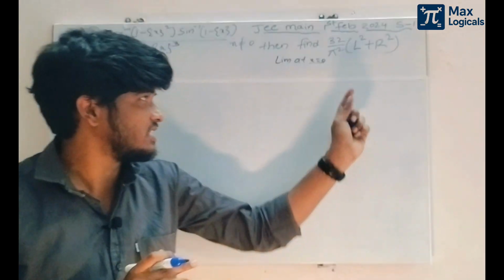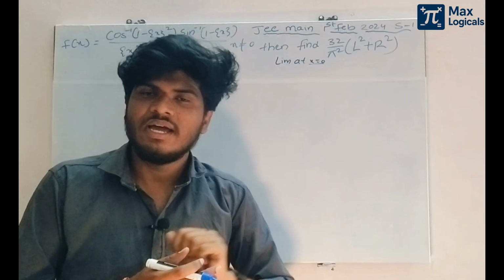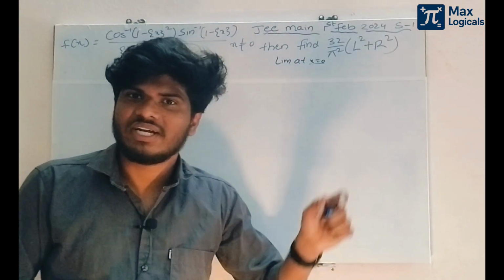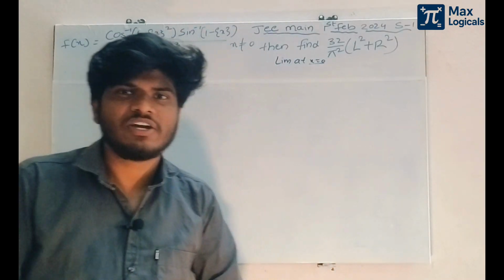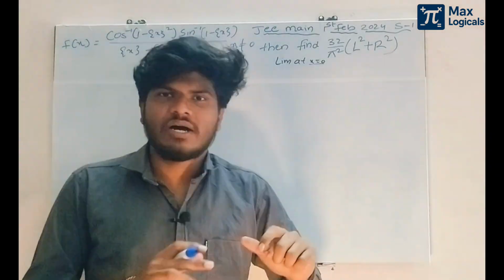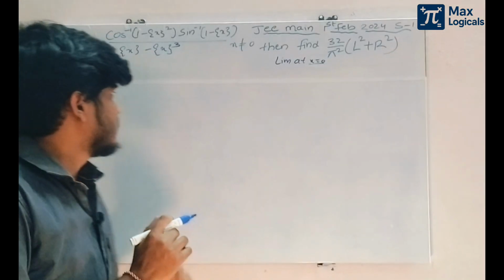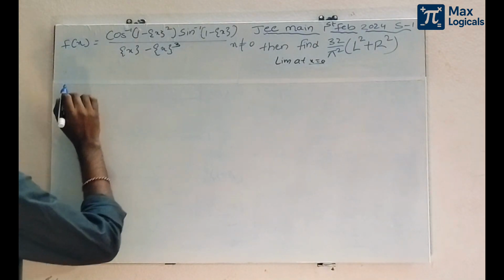We are finding the final answer 32 by pi square times L square plus R square, where L is the left hand limit and R is the right hand limit. Now we are finding the right hand limit.